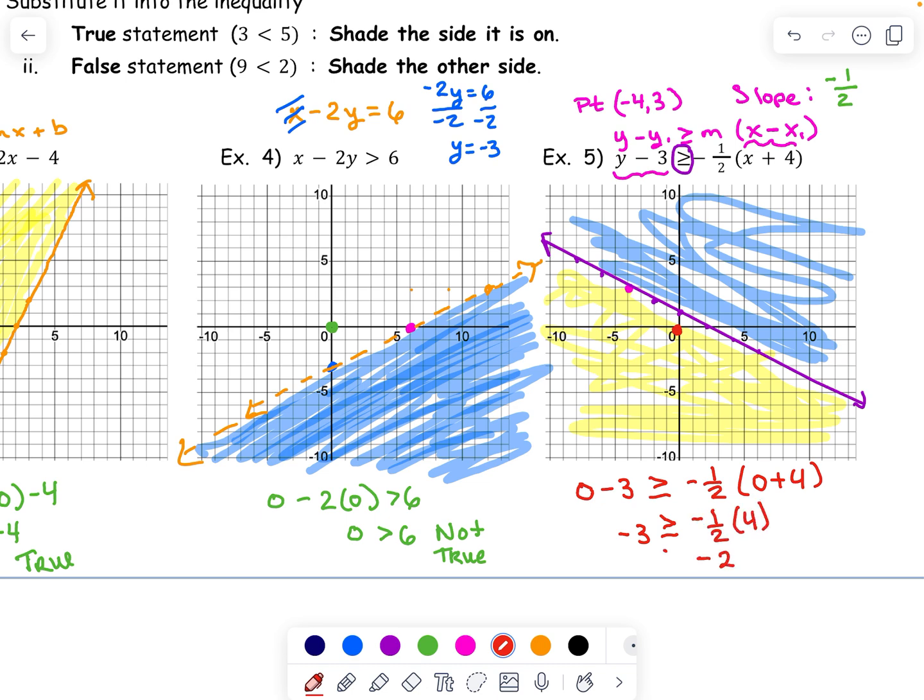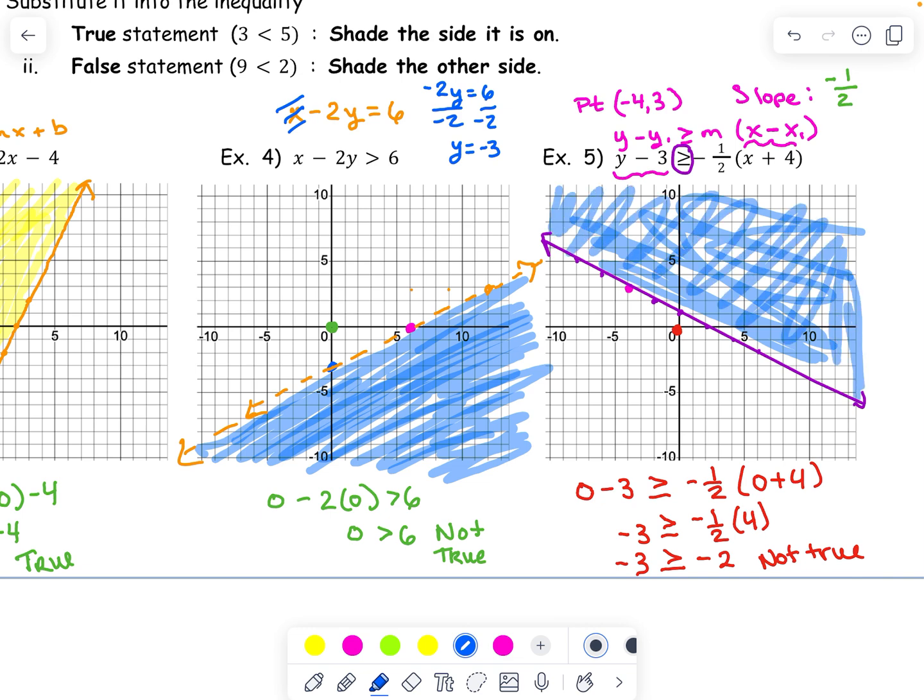Is -3 greater than -2? No, this is not true. This is not true because more debt is not better than less debt, right? So if yellow is not true, you guessed it, we're keeping the blue. And that will be where all of our solutions lie in this half plane. All right, I hope this helped you guys, and take care.